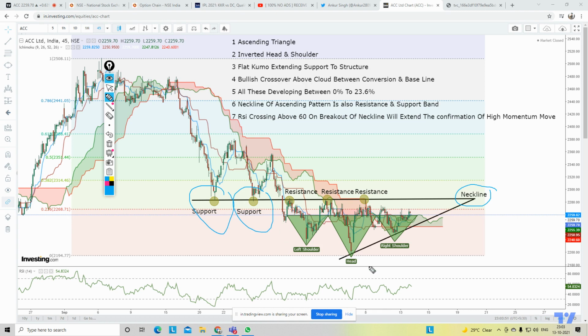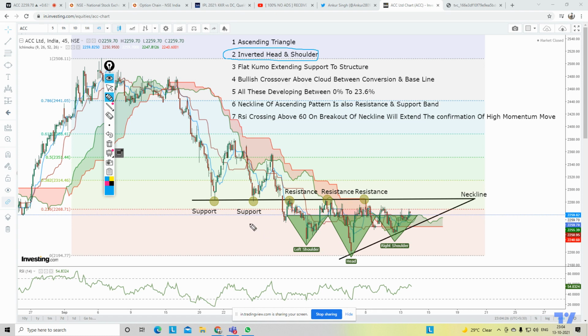However, it broke the double bottom with this particular high momentum candle, and it tested 3 times the same resistance band. So it is now a resistance come support band. This particular neckline is a resistance come support band. So interestingly, it has formed a double bottom as well as a triple top. Correct? The second important point is inverted head and shoulder.